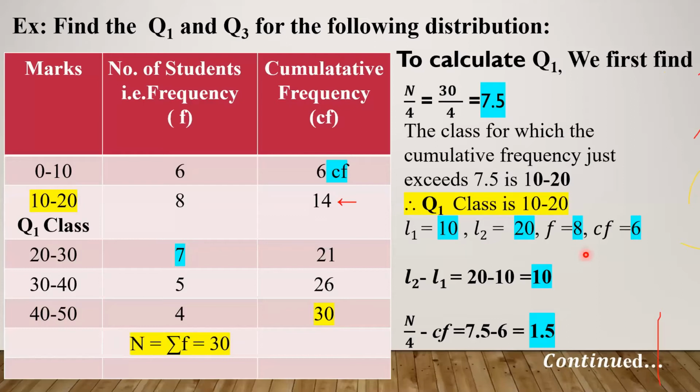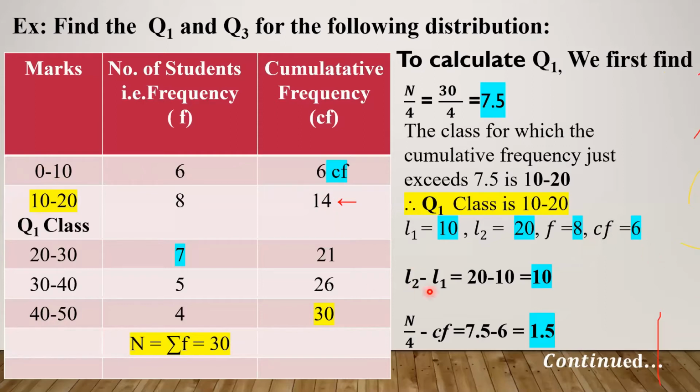CF हम किसका लेते हैं? Not Q1 class का, उसके ऊपर वाली क्लास. तो दिस इज Q1 क्लास, इसके ऊपर ये क्लास है, इसका CF कितना है? 6 है. तो CF का वैल्यू होगा 6. Don't take CF 40. Okay, so CF will always be taken for the class which is above the Q1 class. Okay, so CF is 6.